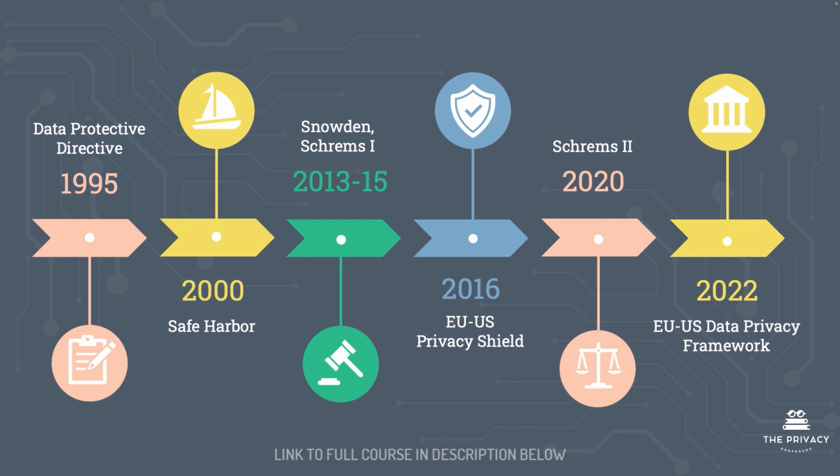In 2016, the EU-US Privacy Shield was put in place. It was short-lived, however, as the Schrems II case in 2020 ruled it null and void. And in 2022, we had the enactment of the EU-US Data Privacy Framework, which holds unto today.